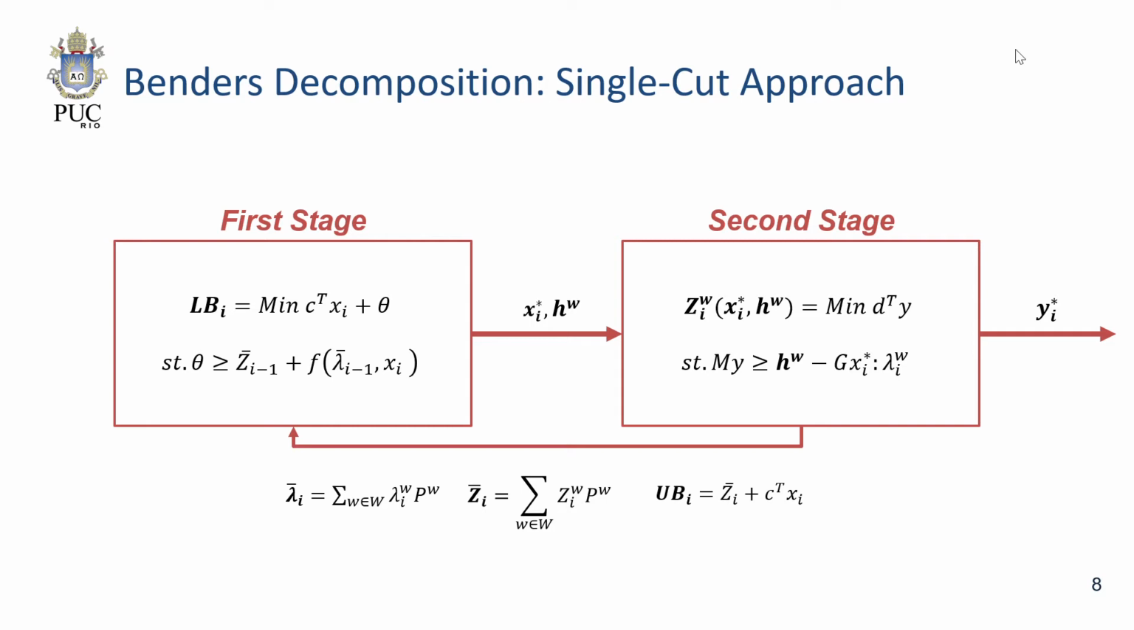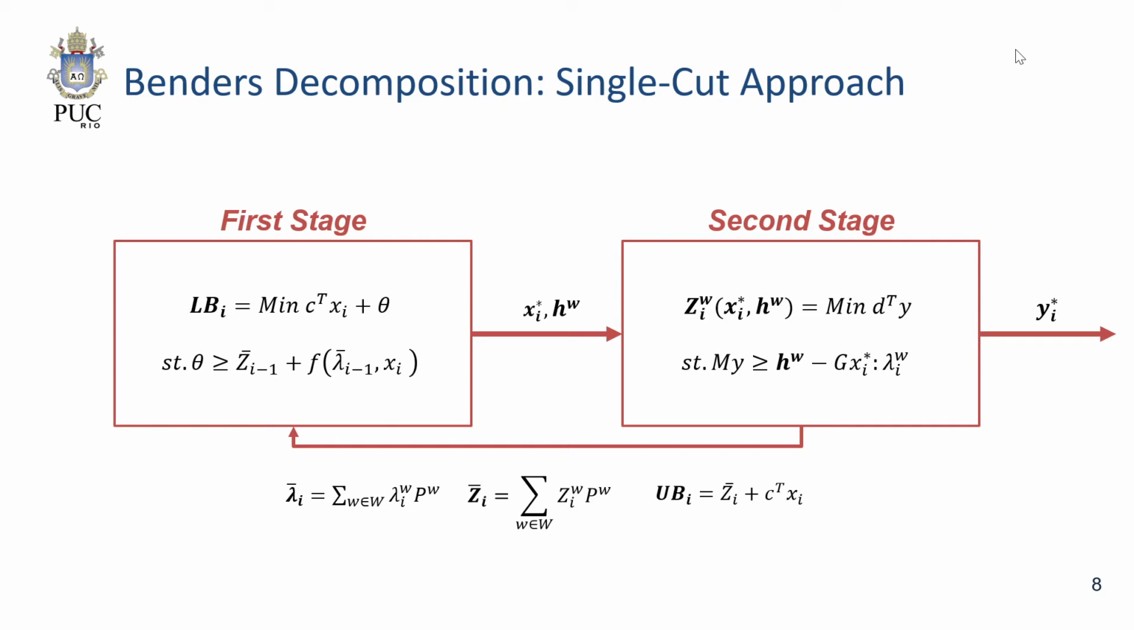So that's the idea here. The single cut approach seeks to get an approximation based on the average of duals that are relevant to the first stage, and the average of optimal operation costs that come from the second stage.